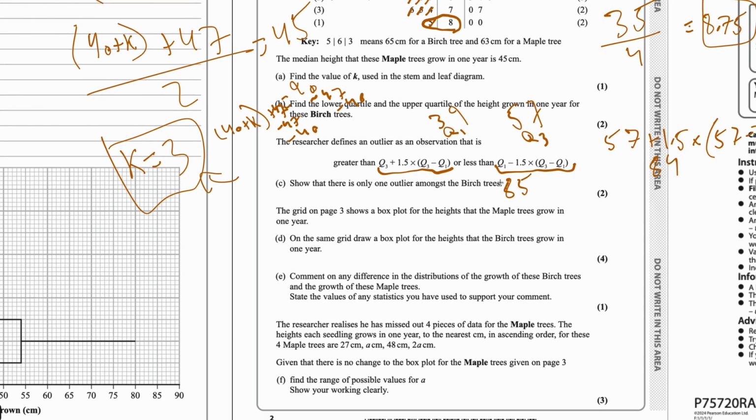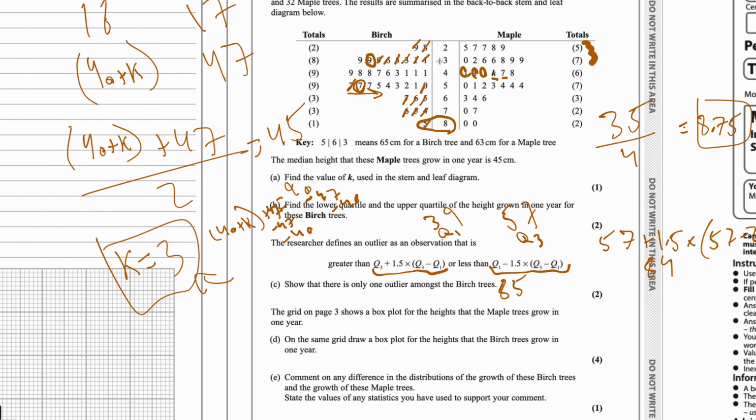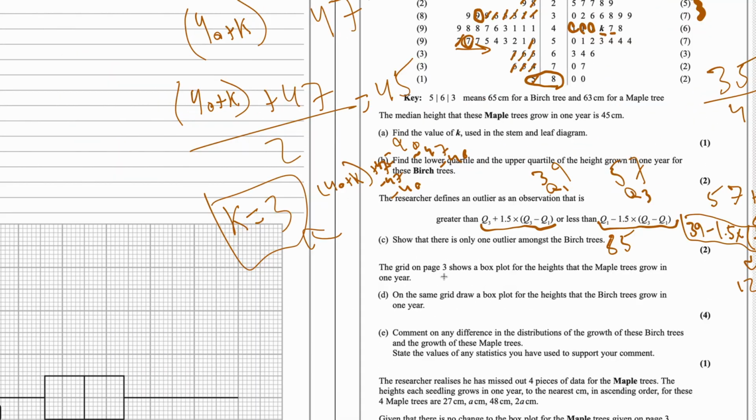To identify if there were any outliers on the lower end, we would have to find this range, which is 39 minus 1.5 multiplied by the interquartile range. And this entire expression would evaluate to 12, right? We do not have any number less than 12 over here. The lowest number is 28. Therefore, there are no outliers on the lower end of the spectrum.